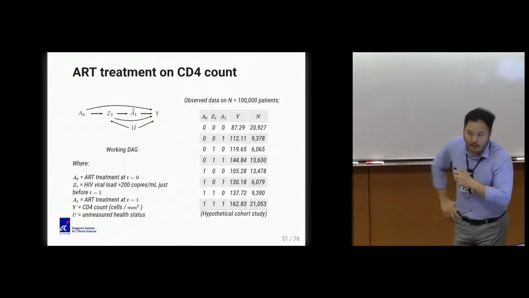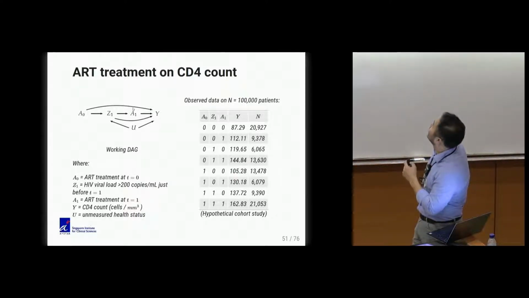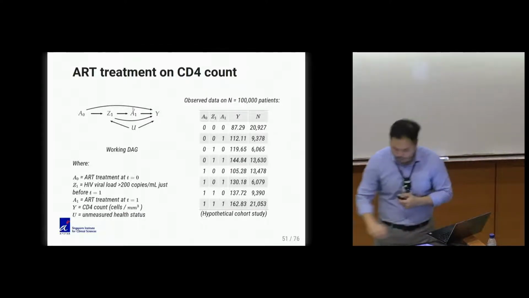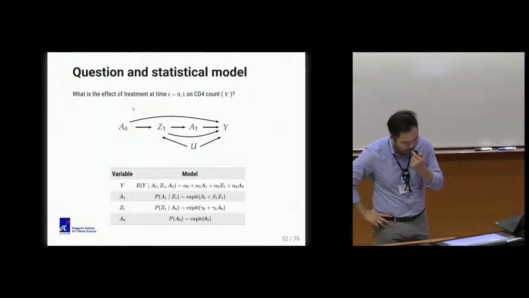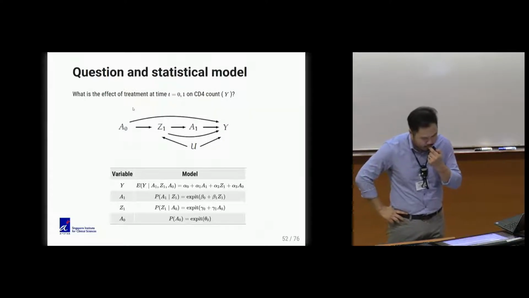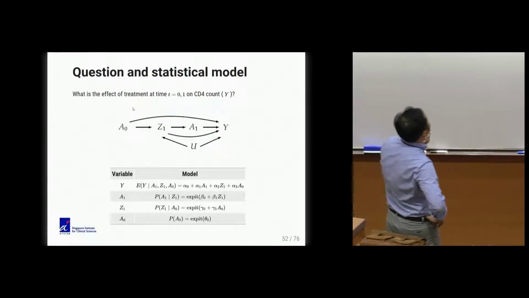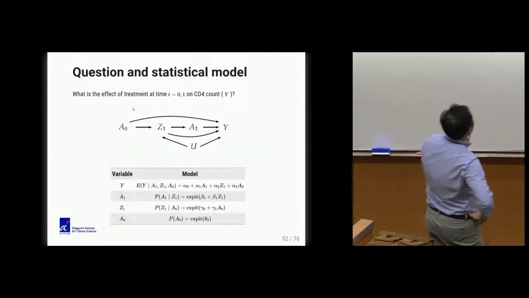So we created a hypothetical data set here with 100,000 subjects. Here are the different possible binary treatment values and covariate values. And here's the mean of the outcome, the CD4 count, and then here's the number of people with each one. So it's very similar to the setup of the earlier example. So we want to estimate treatment equals 1 at both time t equals 0 and t equals 1, so the joint effect of treatment here and treatment here on the CD4 count Y.